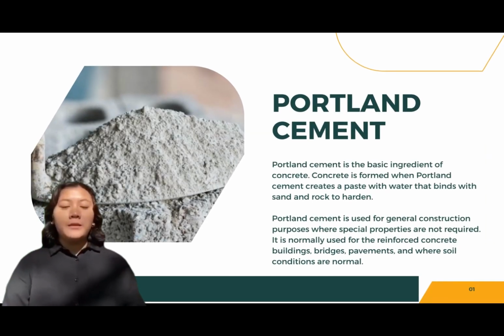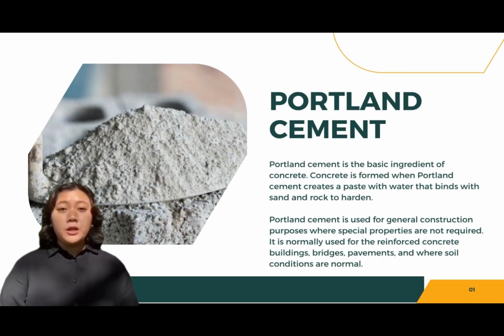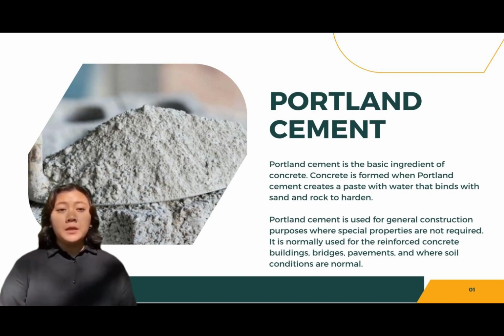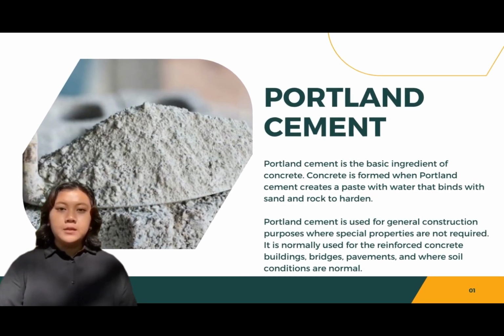The first point of the manufacturing process is preparing the Portland cement. Portland cement is the basic ingredient of concrete. Concrete is formed when Portland cement creates a paste with water that binds to sand and rocks to harden. Portland cement is used for general construction purposes where special properties are not required. It is normally used for reinforced concrete buildings, bridges, pavements, and where soil conditions are normal.